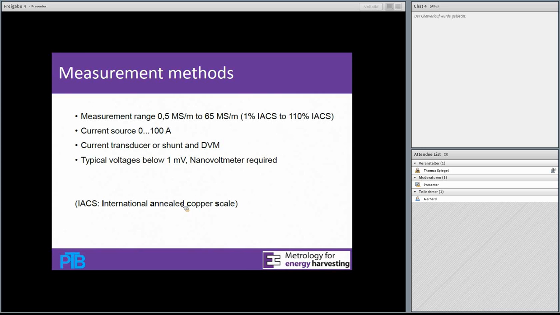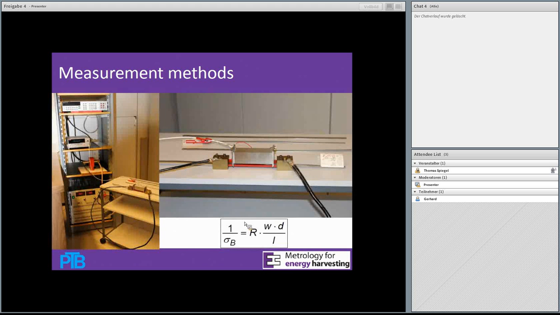The measurement range that we currently cover for metals goes from 0.5 megasiemens per meter to 65 megasiemens per meter. For those who might have heard it, there is something called IACS, the International Annealed Copper Scale. In that case, it would range from 1% to 110%, and 100% IACS is the conductivity of pure copper. For metals, because they are such good conductors, we need high currents, and we need a current transducer or shunt to measure the current, and a nanovoltmeter, because the voltage drop that you have to measure is below 1 millivolt. And this requires that you use a nanovoltmeter.